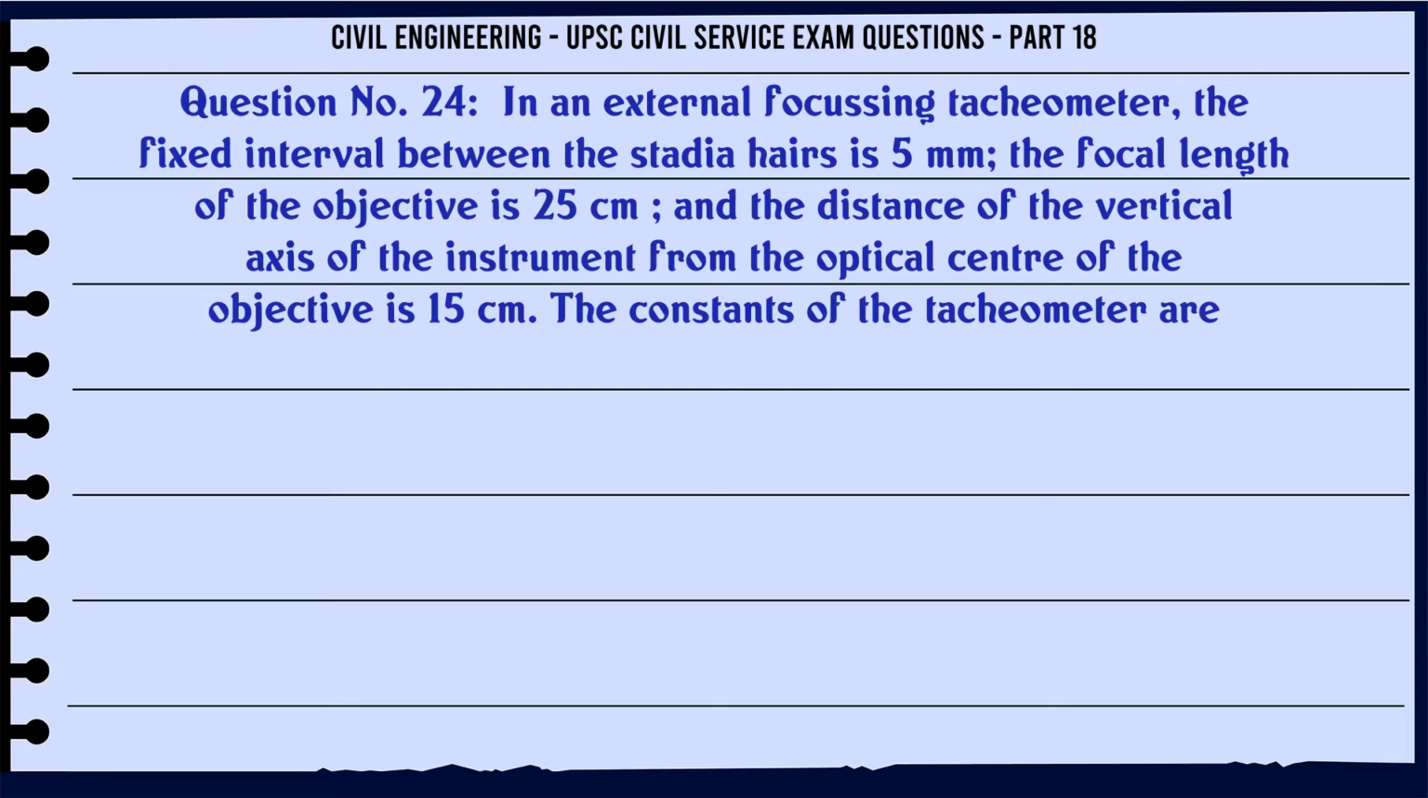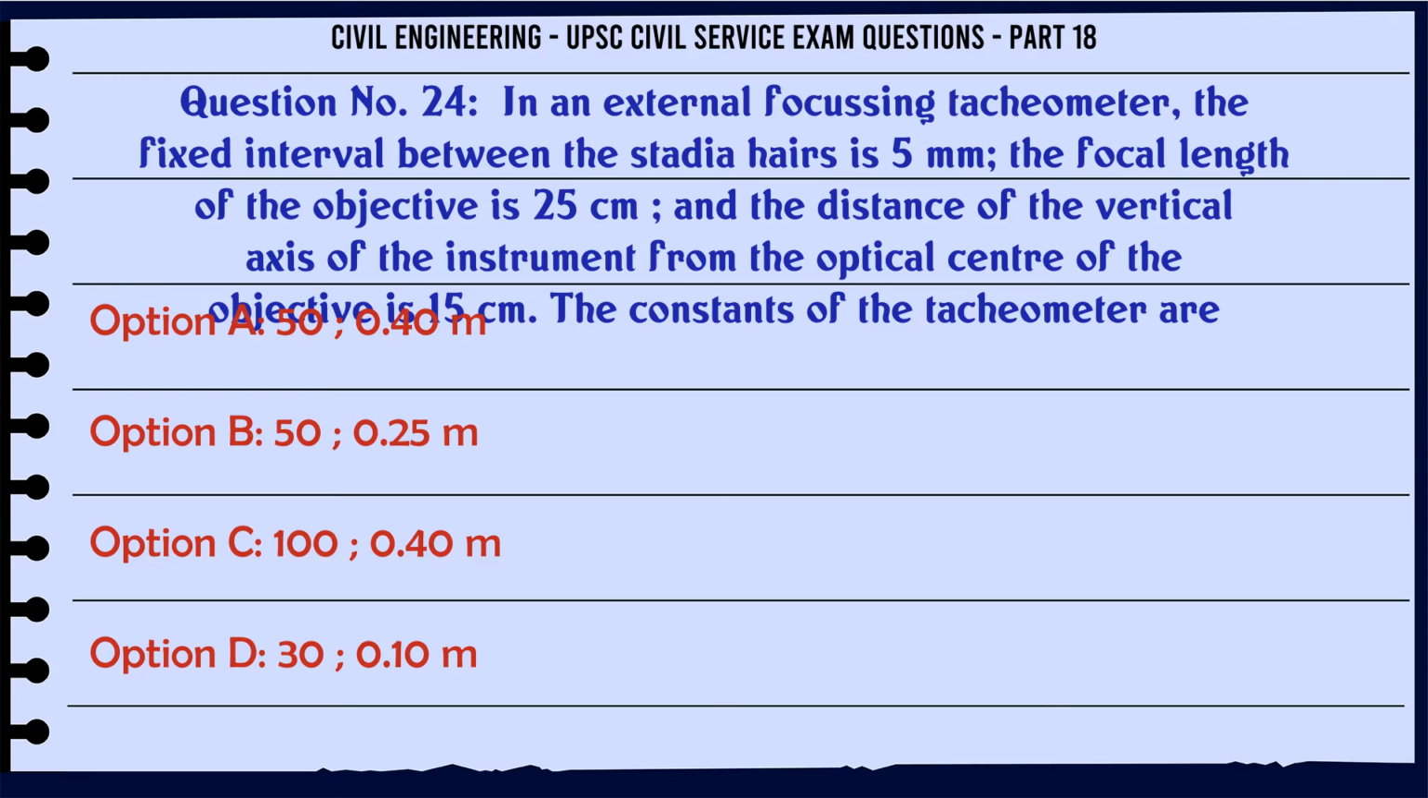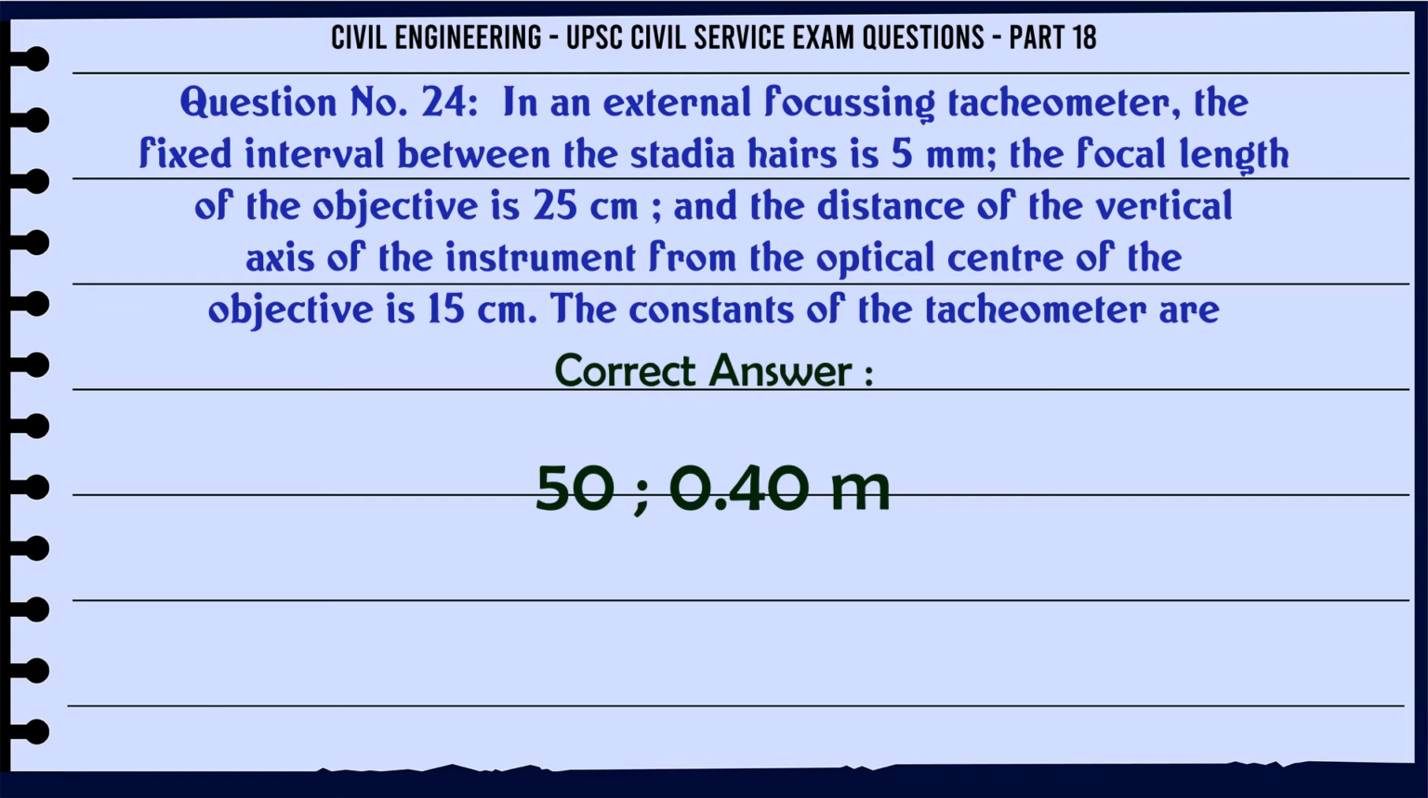In an external focusing tacheometer, the fixed interval between the stadia hairs is 5 mm, the focal length of the objective is 25 cm, and the distance of the vertical axis of the instrument from the optical center of the objective is 15 cm. The constants of the tacheometer are A. 50, 0.40 m, B. 50, 0.25 m, C. 100, 0.40 m, D. 30, 0.10 m. The correct answer is 50, 0.40 m.